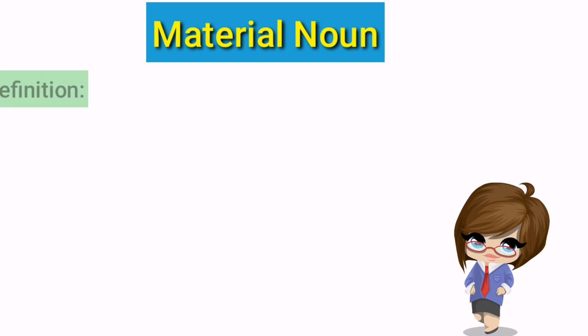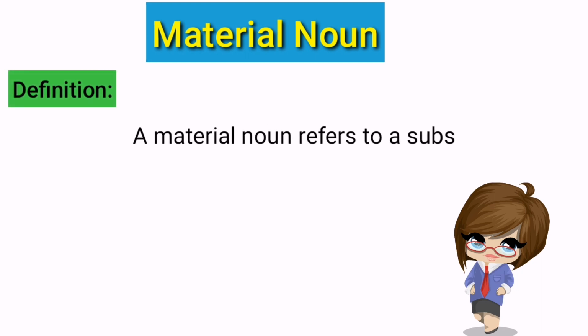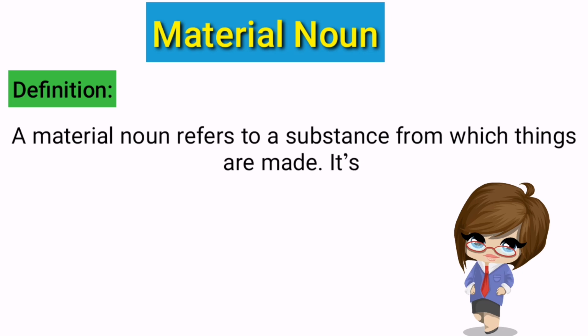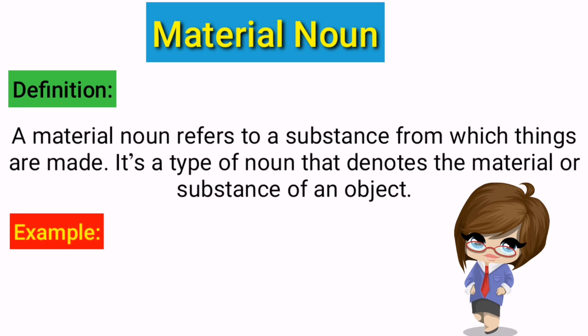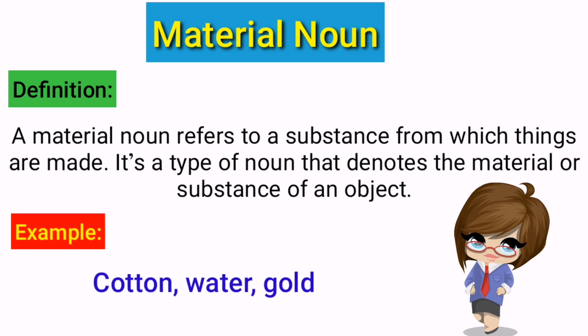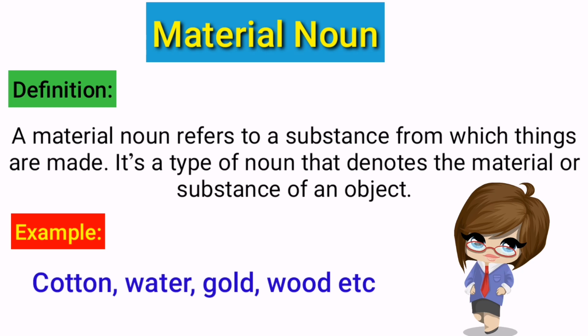Material noun. A material noun refers to a substance from which things are made. It's a type of noun that denotes the material or substance of an object. For example, cotton, water, gold, wood, etc. Actually, they are considered material nouns because they refer to specific substances or materials from which objects can be made. These nouns denote the raw materials that are used to create various products or items. They represent tangible substances that have physical properties and can be used to manufacture different things.